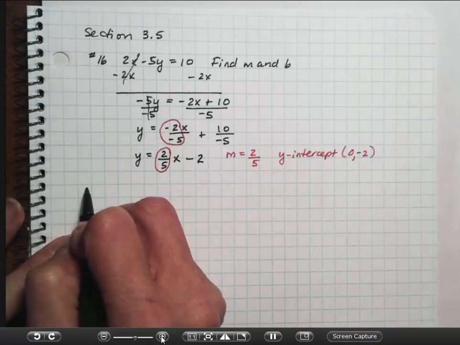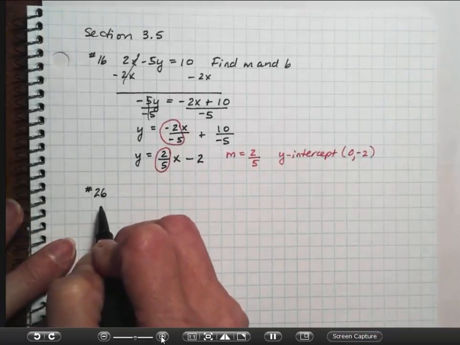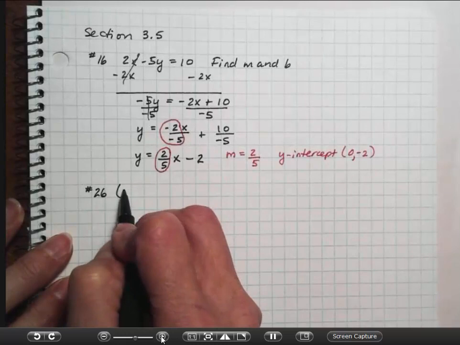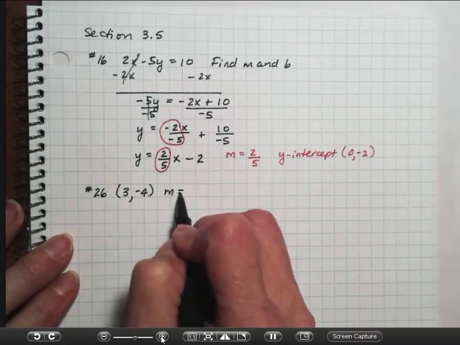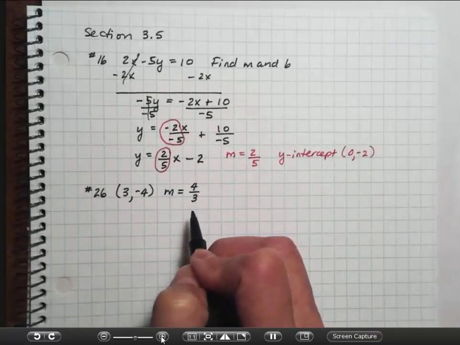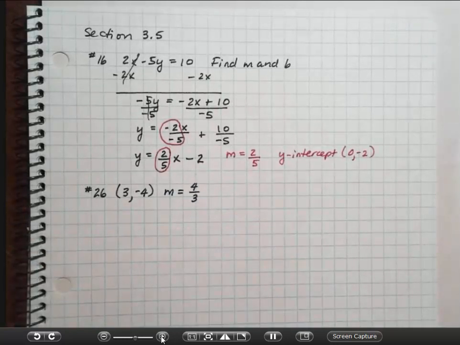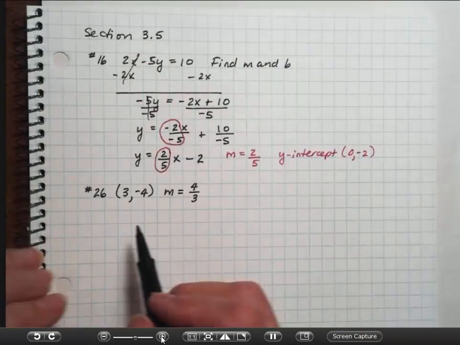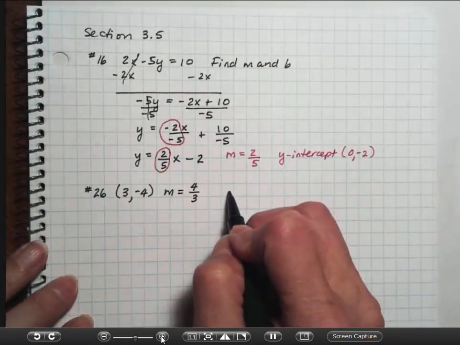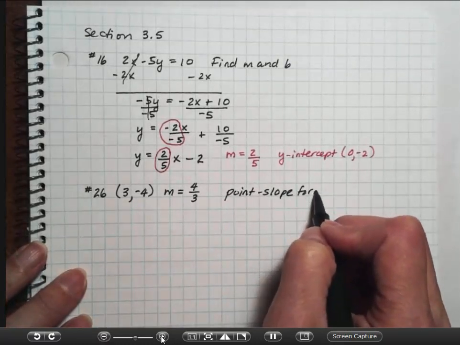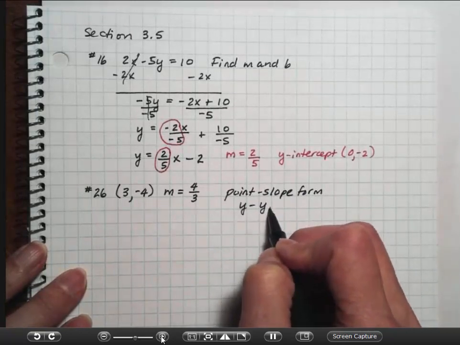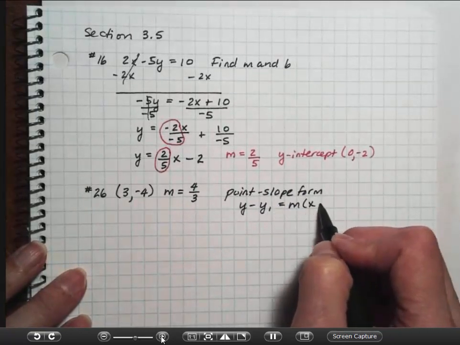The next problem we're going to look at is problem number 26 in the same section, 3.5. Here we're given the point 3, negative 4, and we're given a slope equal to 4/3. And in this particular problem, we're asked to find the equation of the line, and then we need to write our answers in slope-intercept form. So to find the equation of the line, we're going to use the point-slope form. And the point-slope form says that we're going to take y minus y sub 1 is equal to m times x minus x sub 1.